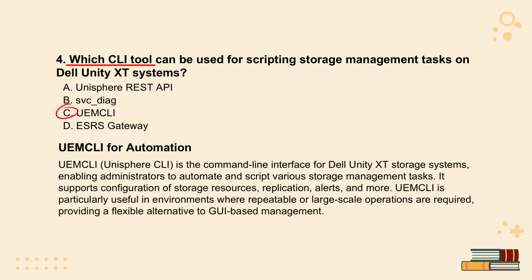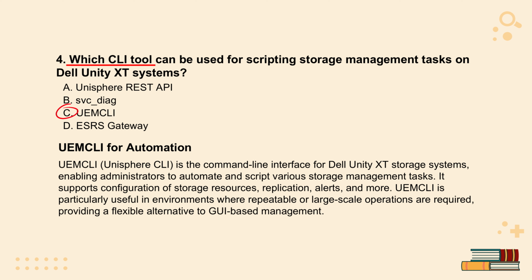It is, while the REST API offers another powerful way to integrate with other systems. For direct command line scripting and automation of Unity-specific tasks, UMCLI is the go-to. Okay, so the core insight here is that UMCLI empowers storage administrators to automate those repetitive tasks through scripting, which can drastically improve efficiency and reduce manual errors in large environments. That sounds like a huge time saver.